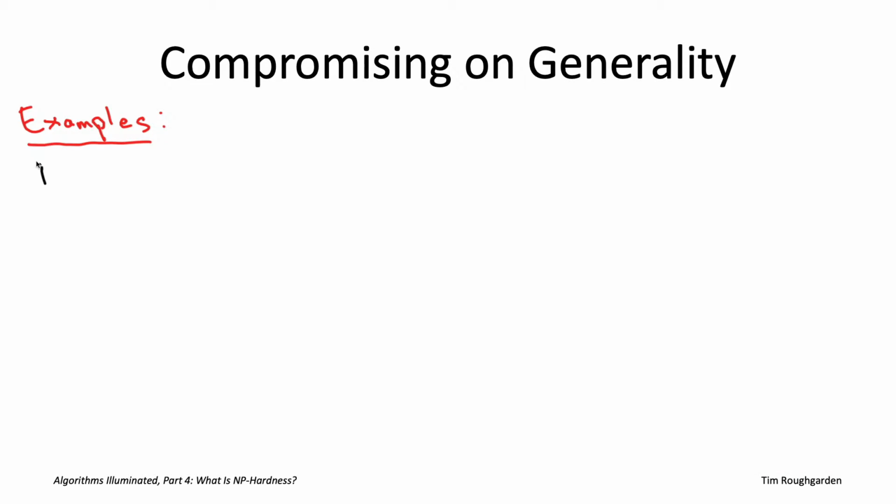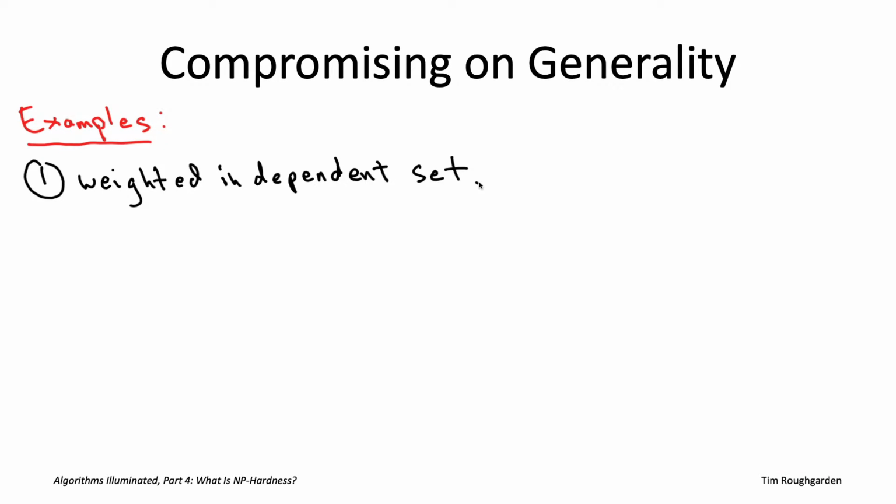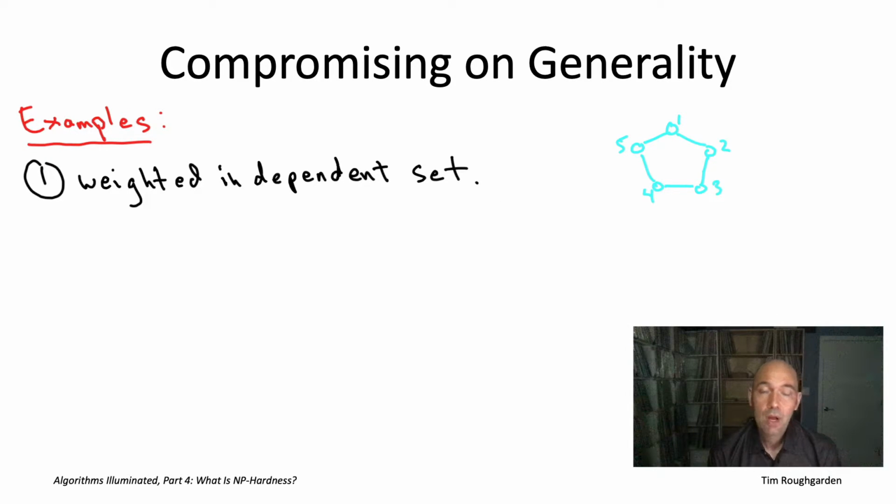So the first example is the weighted independent set problem. This is a graph problem. In the input, you're given an undirected graph. And also, each vertex comes with a non-negative weight. So for example, one input could be the 5 cycle, as you see on this slide, and I've labeled the vertices with their weights. The vertex weights are 1, 2, 3, 4, 5 as you go around the cycle.